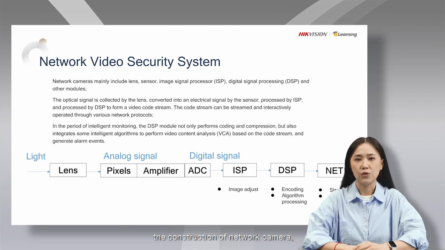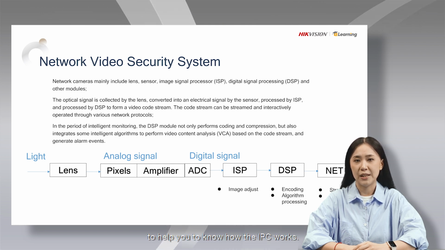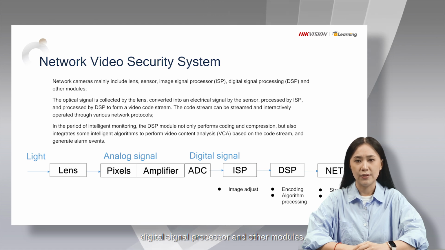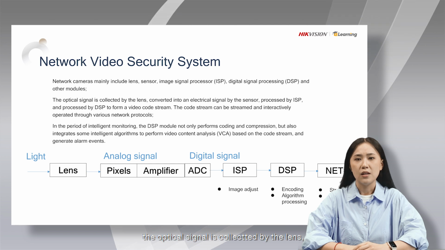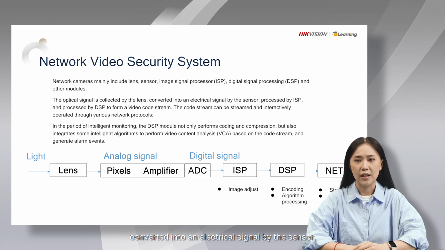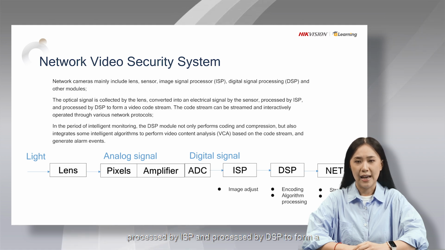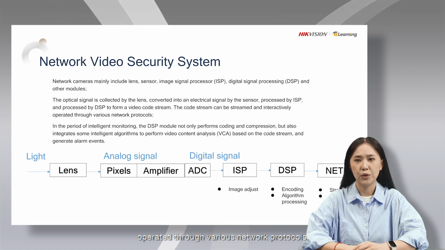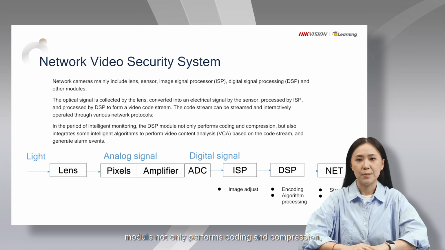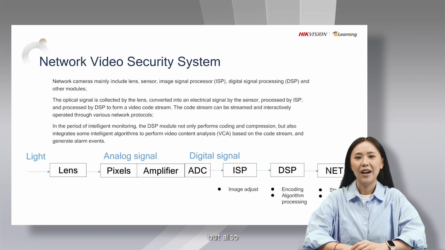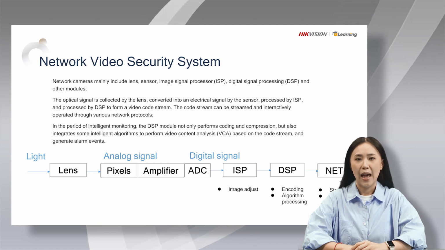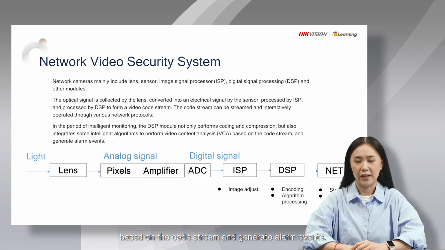Next, we want to show you the construction of network camera to help you to know how the IPC works. Network cameras mainly include lens, sensor, image signal processor, digital signal processor, and other modules. The optical signal is collected by the lens, converted into an electrical signal by the sensor, processed by ISP and processed by DSP to form a video stream. The stream can be streamed and interactively operated through various network protocols. In the period of intelligent monitoring, the DSP module not only performs coding and compression, but also integrates some intelligent algorithm to perform video content analysis, which means VCA, based on the stream and generate alarm events.